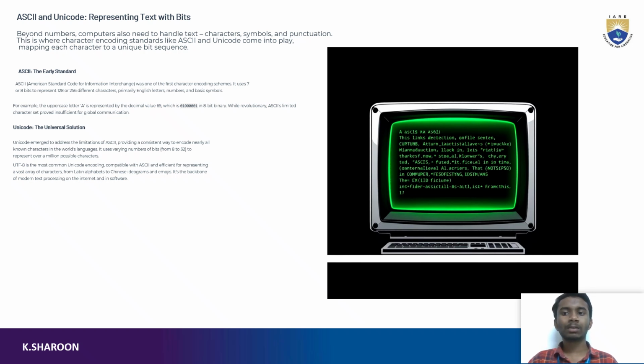ASCII and Unicode: representing text with bits. Beyond numbers, computers also need to handle text, characters, symbols, and punctuation. This is where character encoding standards like ASCII and Unicode come into play, mapping each character to a unique bit sequence.